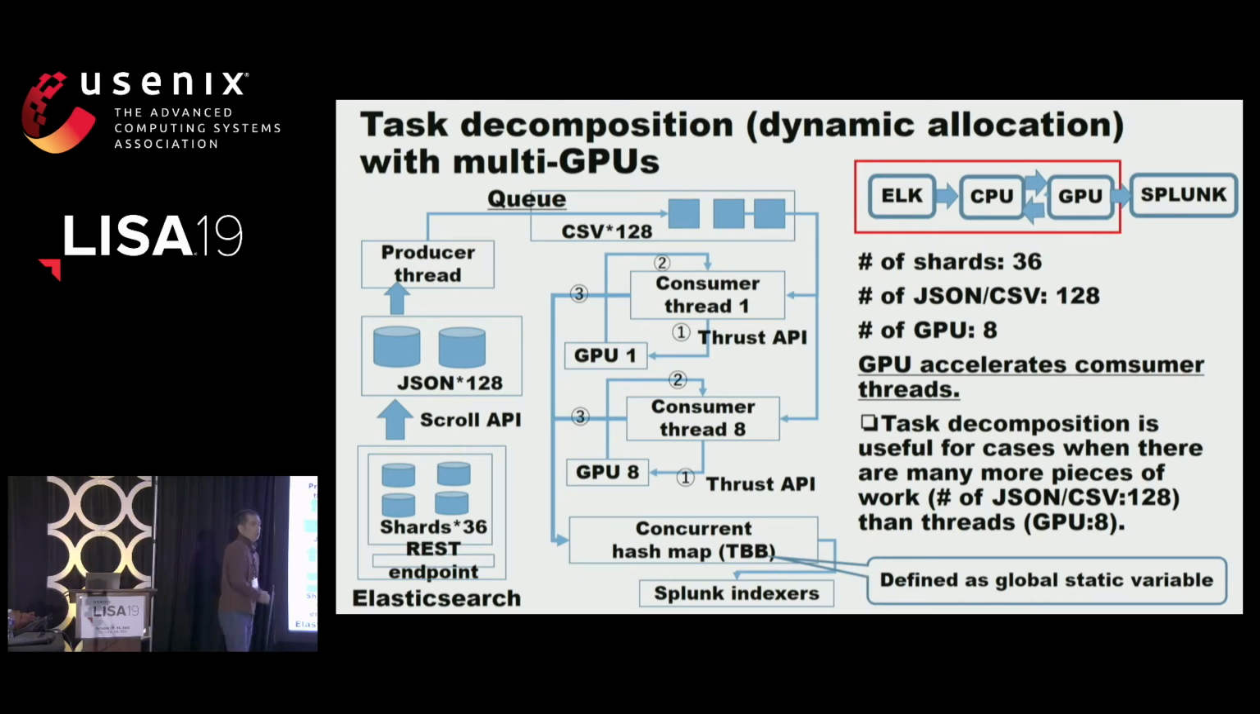This is a core idea of this presentation, dynamic allocation associated with multi-GPU. The concept is really simple. The GPUs accelerate consumer threads, that's all. But it's really powerful because in this case, the number of pieces of work, such as JSON, CSV, is 128, which is more than 8, which is the number of GPUs.